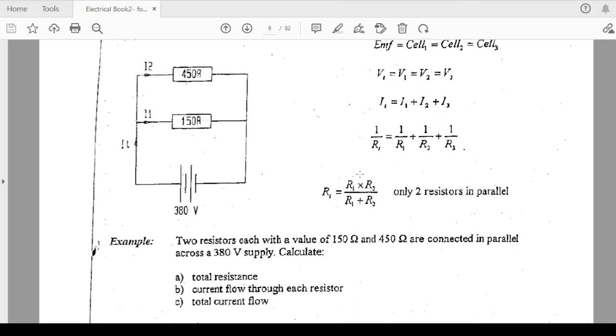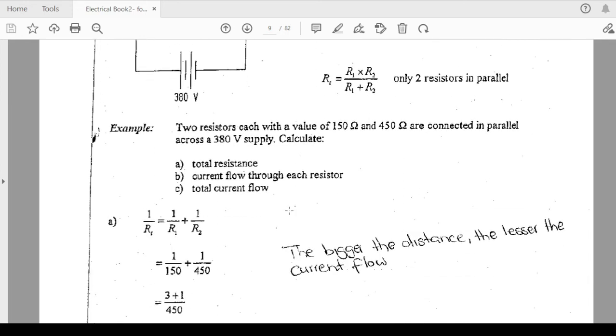All right. Okay, let's discuss this example. Two resistors, with values of 150 ohms and 450 ohms, are connected in parallel. So you are supposed to draw a sketch. You have two resistors connected in parallel across a 380 volts supply. Calculate the total resistance. This is a supply. How do you get total resistance? Because there are only two, you can use that formula if you want.